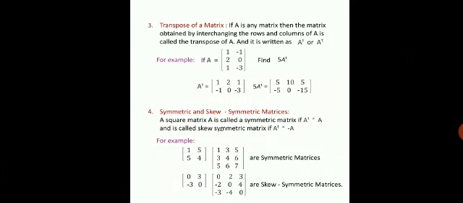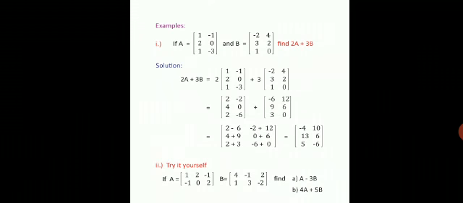Similarly, for a skew symmetric matrix, A dash, after interchanging the matrix A, we are going to get the negation of A. That is, 0, 3, minus 3, 0, and 0, 2, 3, minus 2, 0, 4, minus 3, minus 4, 0 are skew symmetric matrices. Now we will see some more examples on these types.